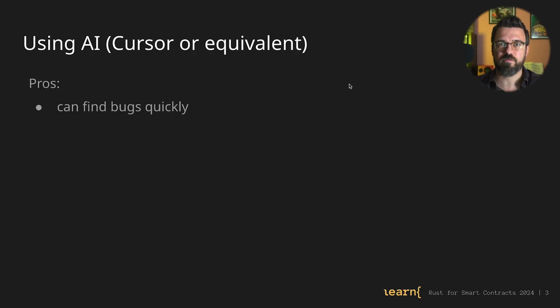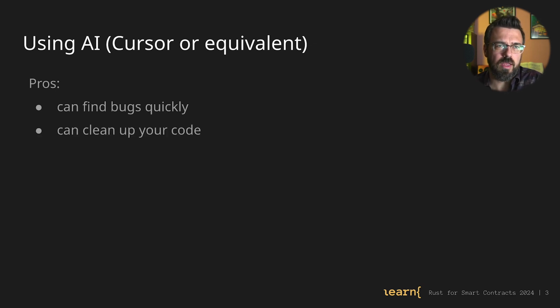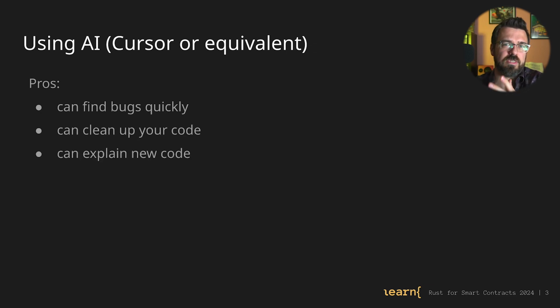First, it's great at finding bugs quickly. If you give it a file, you say, here's the output, what's wrong? It might very well find the problem for you. It can also help you clean up your code. And I don't mean that you should tell it to refactor everything, but it can suggest better idioms, better patterns, better things you might not know about that can make your code cleaner, more readable. It can explain new code. This is an often touted benefit.